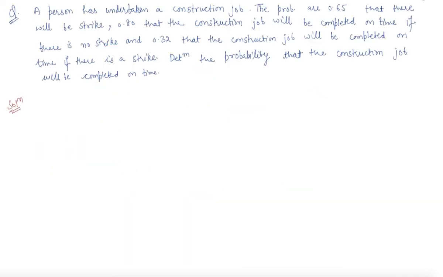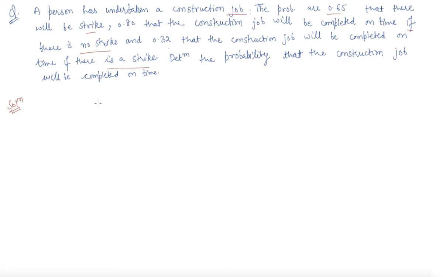Okay, so students, here is the question which states that a person has undertaken a construction job. The probabilities are 0.65 that there will be a strike, 0.80 that the construction job will be completed on time if there is no strike, and 0.32 that the construction job will be completed on time if there is a strike. So determine the probability that the construction job will be completed on time.